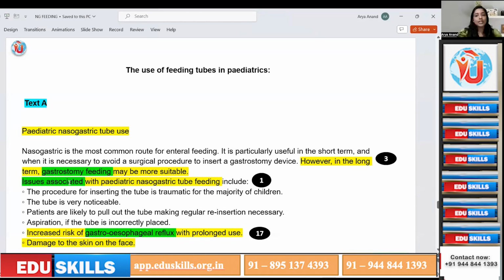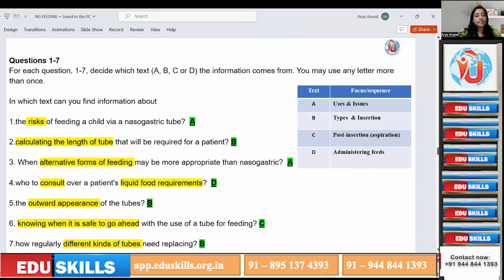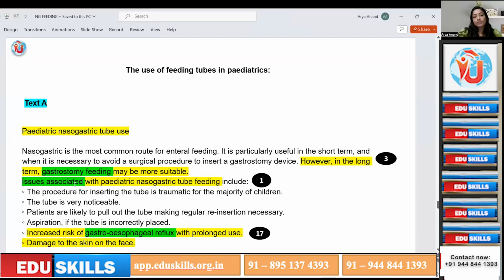However, in the long term, gastrostomy feeding may be more suitable. Sorry, first one is risk, right? Yes, risk. So here, the issues associated with pediatric nasogastric tube feeding. So issues associated, that is the risk, right?